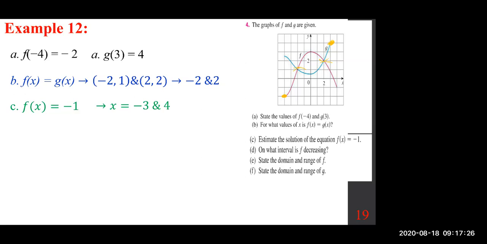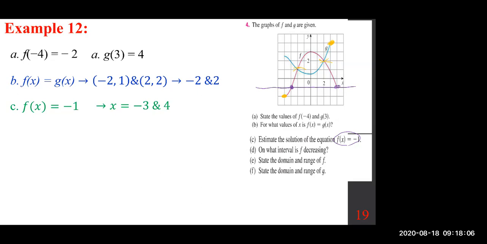Let me grab a different color again. Let's go with this color. If you want f of x equals -1, that means y equals -1. You can even draw the line y equals -1 and pinpoint. I think those are very straightforward. Anyway, so -3 and 4. So there are methods of finding.